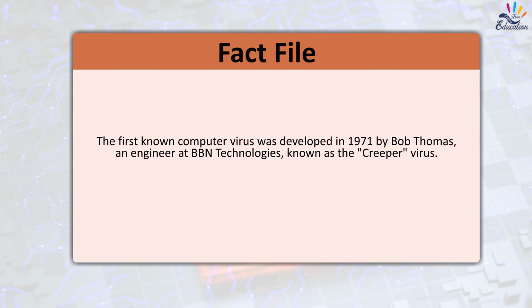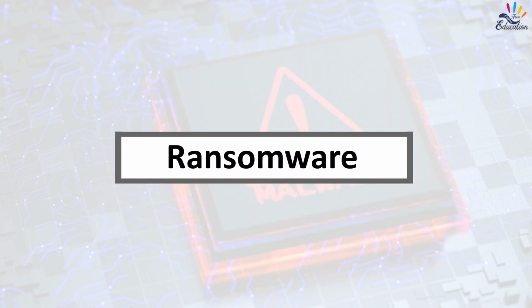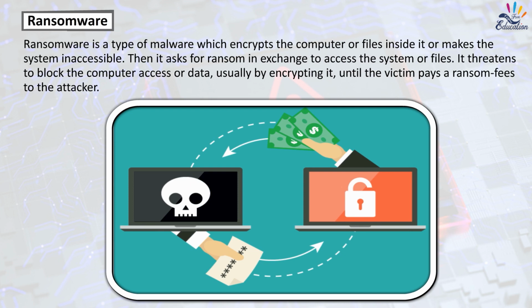Fact file. The first known computer virus was developed in 1971 by Bob Thomas, an engineer at BBN Technologies, known as the Creeper virus. Ransomware. Ransomware is a type of malware which encrypts the computer or files inside it or makes the system inaccessible. Then it asks for ransom in exchange to access the system or files. It threatens to block the computer access or data, usually by encrypting it, until the victim pays a ransom fees to the attacker.